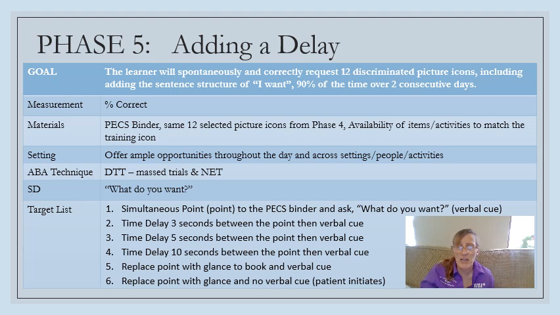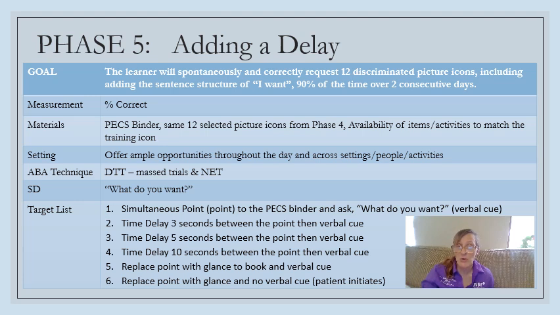And then the 5th target is we're going to replace our point with just glancing at the book and then saying, "What do you want?" So now we're going from a point to just glancing at the book. We're fading out the point. And then with target 6, we're going to replace that point with a glance still.